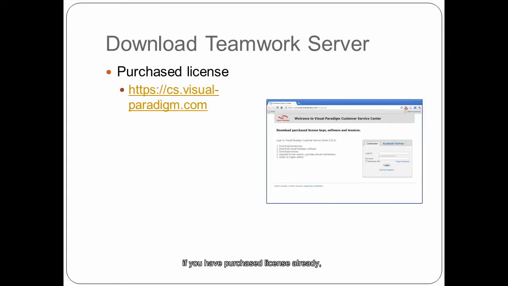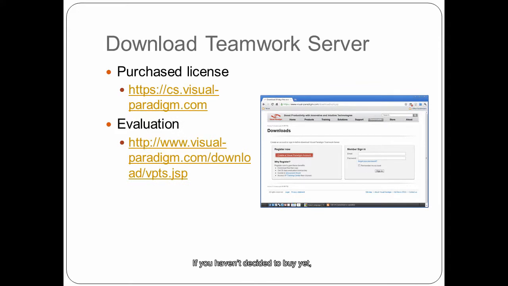As for downloading Teamwork Server, if you have purchased a license already, you can download it from our online customer service center by going to this link, cs.visual-paradigm.com. If you haven't decided to buy yet, you are welcome to download it from our download page by going to www.visual-paradigm.com/download/vpts.jsp. We offer an evaluation period of up to 30 days without limit.